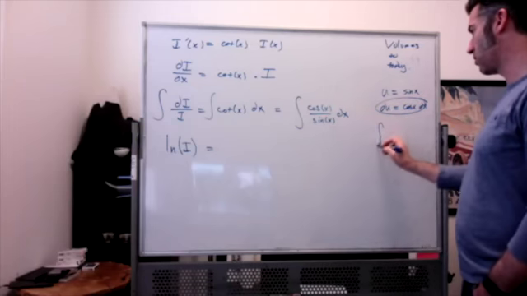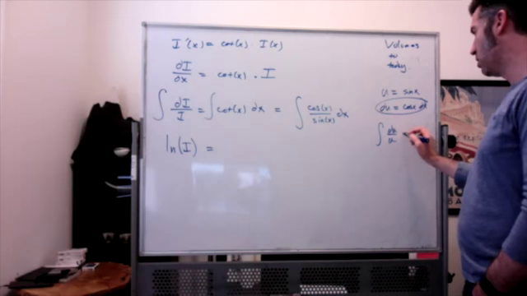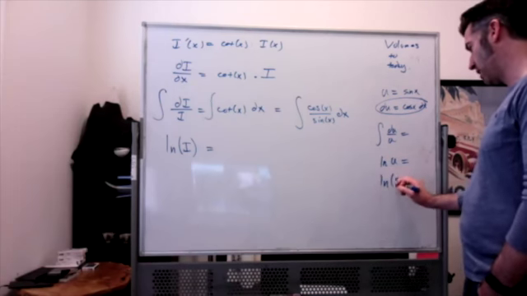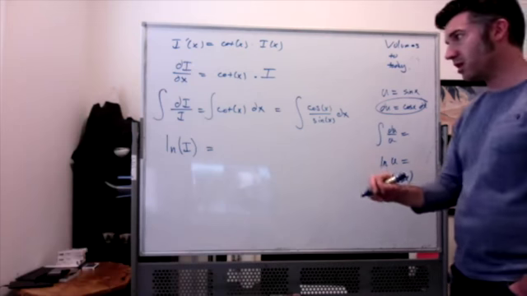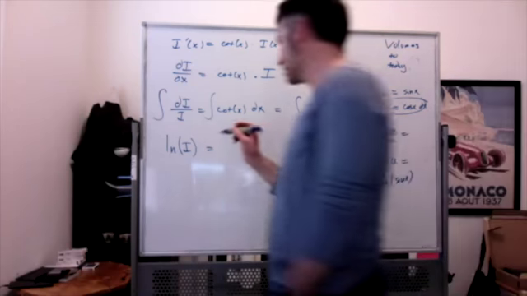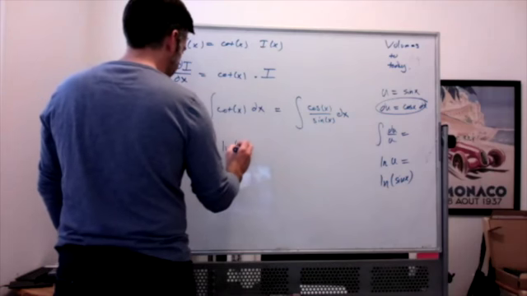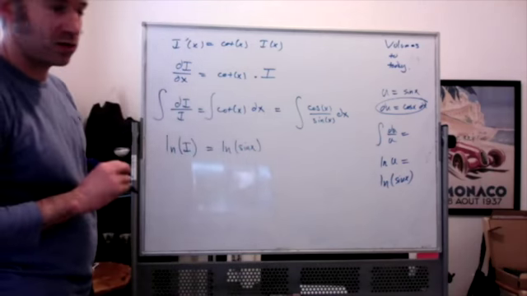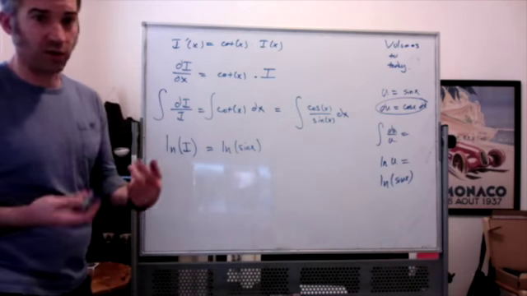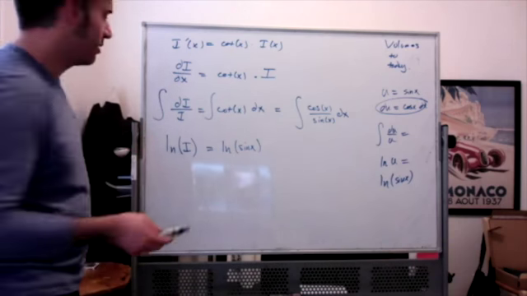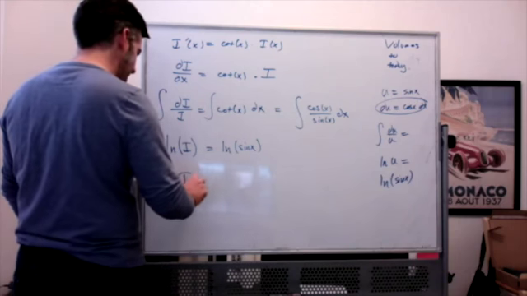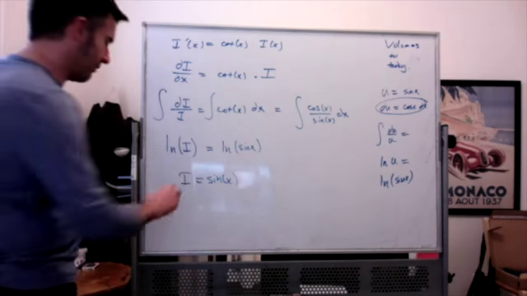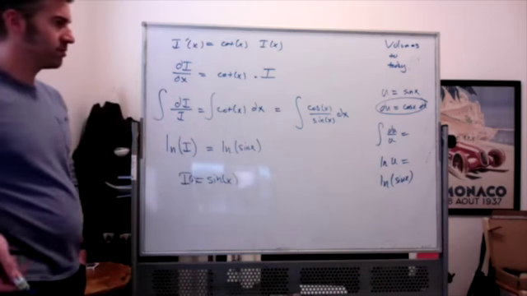So this becomes the integral of du over u, which is just the natural log of u, which is just the natural log of sine of x. So the integral of cotangent of x is the natural log of sine of x. Great. And again, we're ignoring the absolute values and the plus c's. Then we get I equal to sine of x, or I of x if you want. Okay, great.